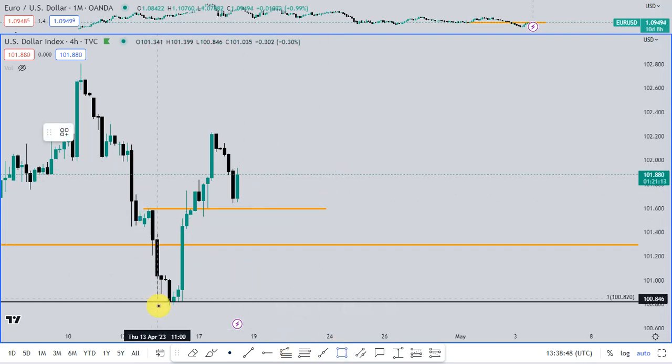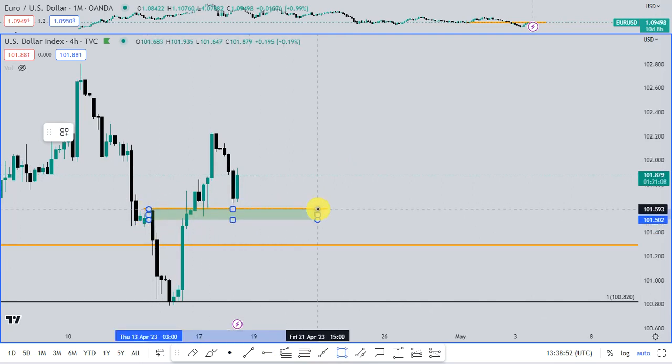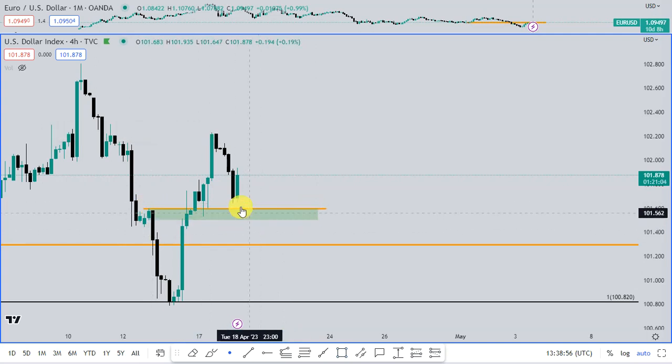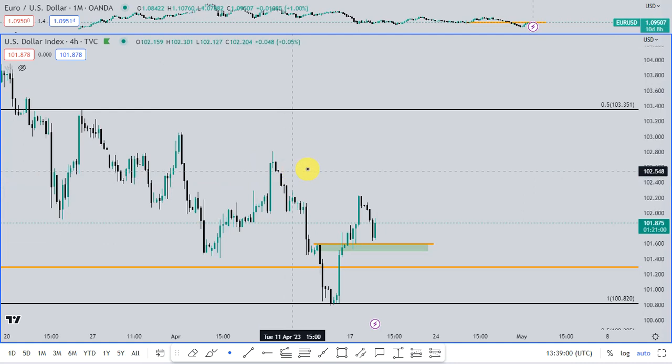on the 4-hour time frame you can see that the last up candle before this down move was this green candle, and now this green candle has flipped into a breaker block. So this breaker block is currently a level of support for DXY, and that's why DXY is starting to come from this level.